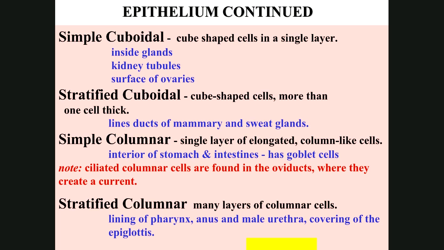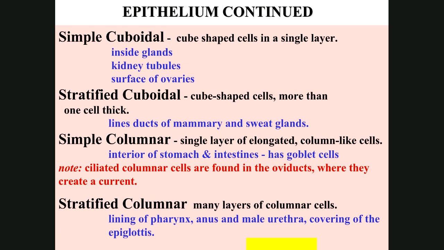And the last shape of epithelium is simple columnar. Columnar means column-shaped. If it's simple, it's a single layer of cells, elongated, like a column. Very common in your digestive system. The interior of your stomach and your entire intestines, many feet, are lined in one cell thick simple columnar epithelium cells. And they make the juices that help you digest your food.